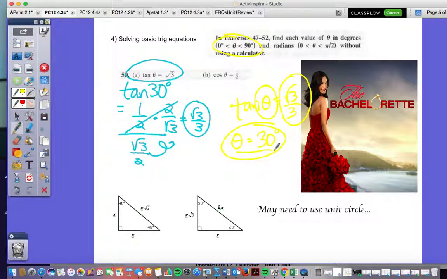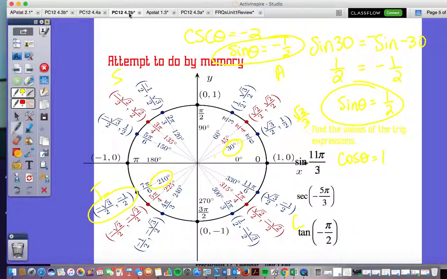Where is tangent undefined? I'll come over here. Where's tangent undefined? Pi over 2, 90 degrees. And 270. 270. Good. Y'all follow the fact that you can put that in either radians or degrees? Y'all got that? Okay. How do we feel on that part? Y'all Gucci on that part?